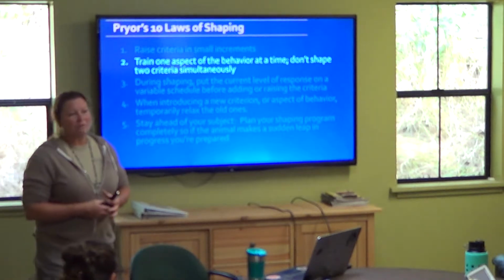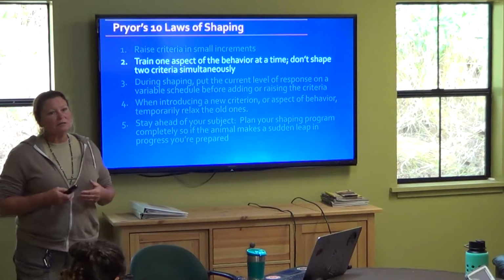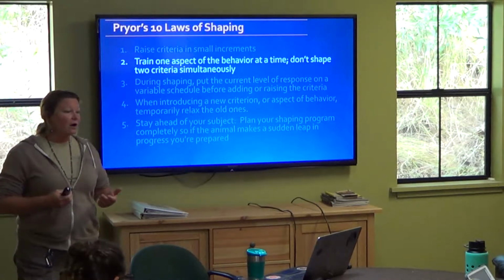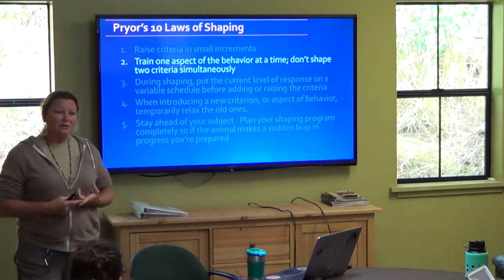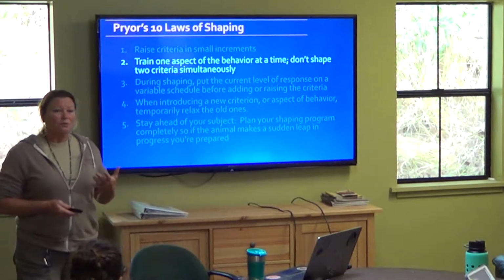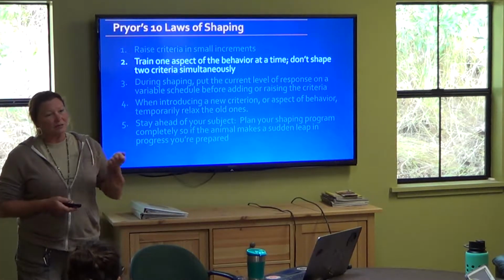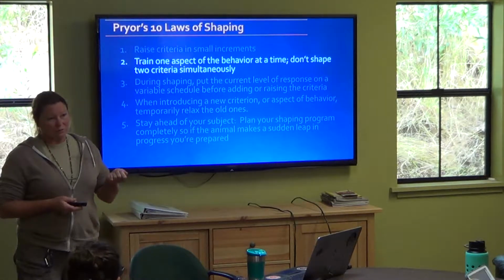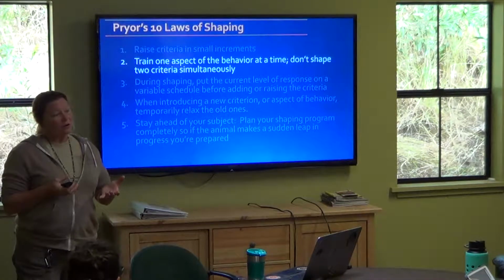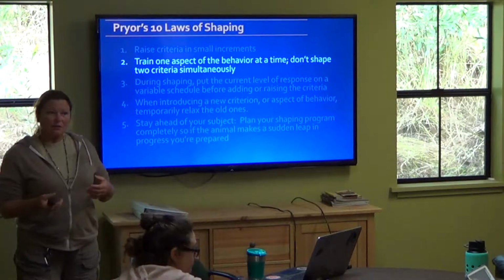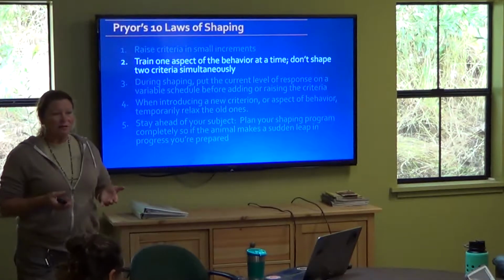So most of the behaviors that we're training consist of multiple parts. Injection training requires holding your body position still for an extended period of time, and then allowing that body part to be touched and poked with the needle and eventually injected. So those are two different parts of the behavior. One is the position, one is the needle desensitization. You don't want to try to train those both at the same time.